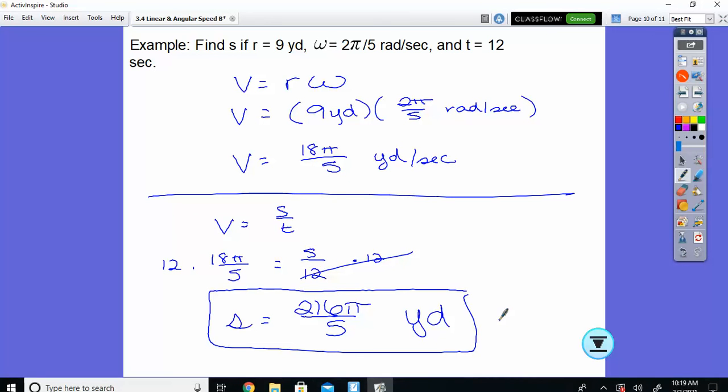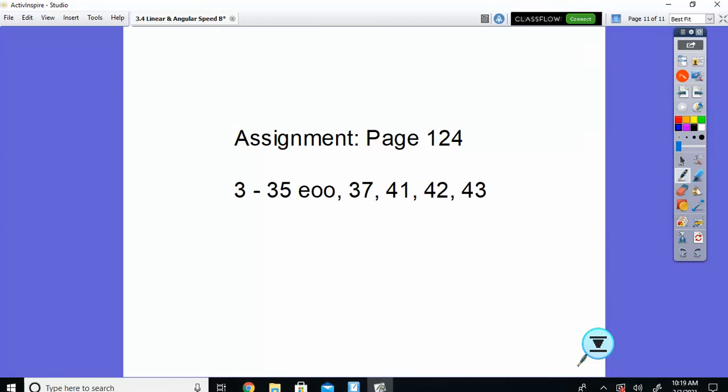Alright. Any more questions there? The assignment, I think I printed on there, 3 through 35, every other odd, 37, 41, 42, and 43. I gave you almost exclusively odd problems because the answer is in the back and I want you to be able to check yourself. That also means if you have an answer with no work, you get no credit for it. I am not actually going to collect this until Friday.